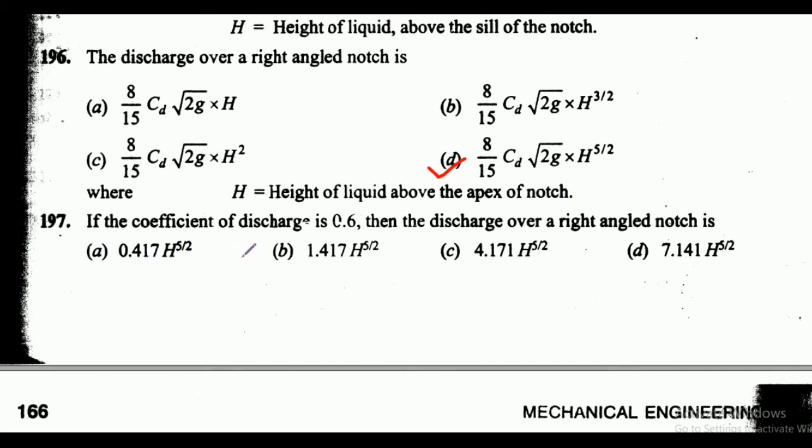Next is: if the coefficient of discharge is 0.6, then the discharge over a right angled notch is, here friends, these are the options, and here the correct answer is option B, that is 1.417 into H raised 5 by 2.